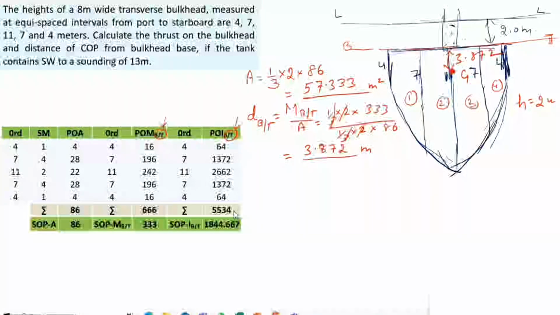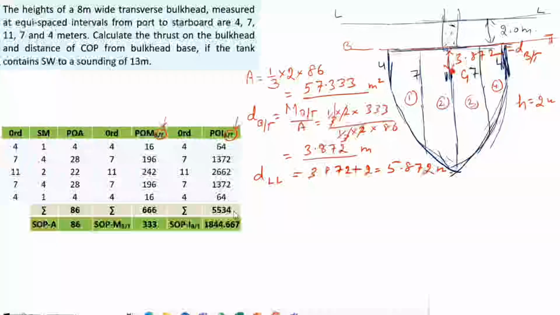Look at the diagram. This is dBT. From dBT, look at the diagram and tell me how can I get DLL? Plus 2, sir. 3.872 plus 2. Very good. Plus 2. So 3.872 plus 2 meters, 5.872 is the DLL.